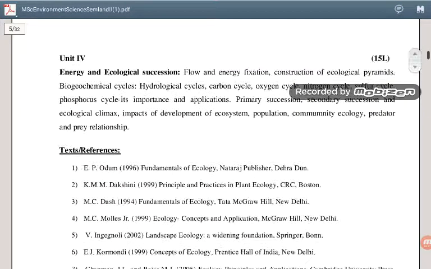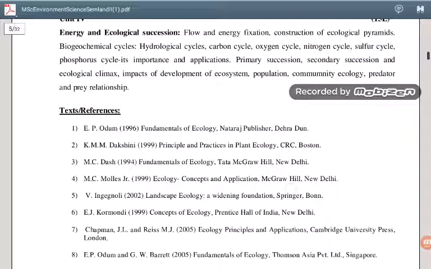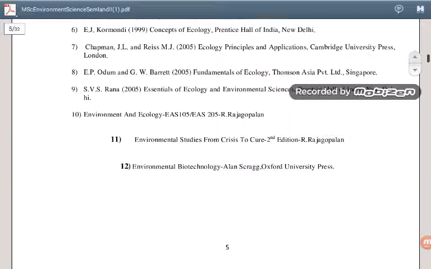So what are the different types of references you can refer to for paper 1? You can go for any books related to ecology. It may be Fundamentals of Ecology, it may be Principles of Ecology, or ecology-related books. You have to go through the fundamentals of ecology. So what is ecology and what are the concepts of ecology? Any book related to ecology will give you all these topics inside paper 1.